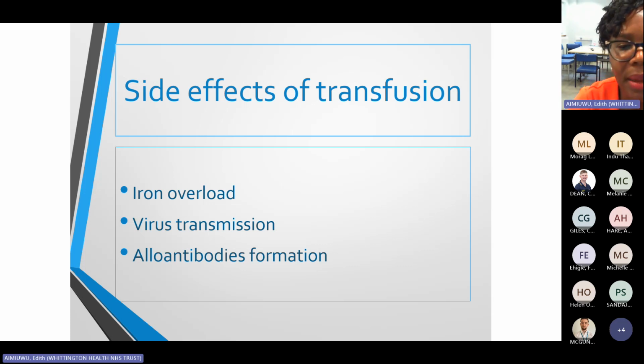We've talked a lot about transfusion. What are the side effects of transfusion? In transfusion, the main complications could be iron overload and virus transmission, but in England, for example, that is often not the case because the blood is well screened and leukocyte depleted. But those are the side effects that could occur. Then there's allo-antibody formation.